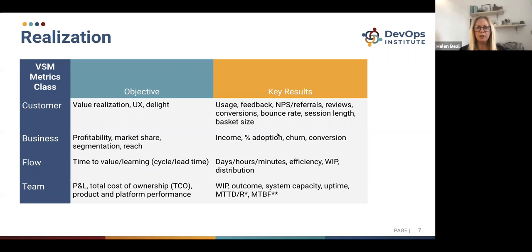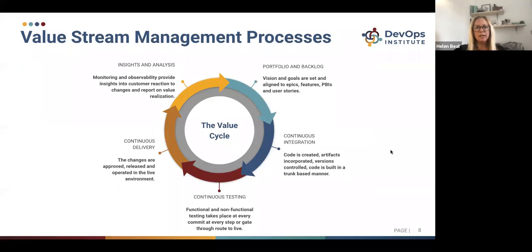So the team are going to be interested in things like their work in progress as a key result, of course, those finances, and then outcomes, so the value outcomes, and then things like capacity and uptime and mean time to discover and repair, and mean time between failures are the key results that we typically look for at the team level. So let's talk about how value stream management works in a bit more detail, and then we can see how we can leverage these metrics that we've talked about automatically.